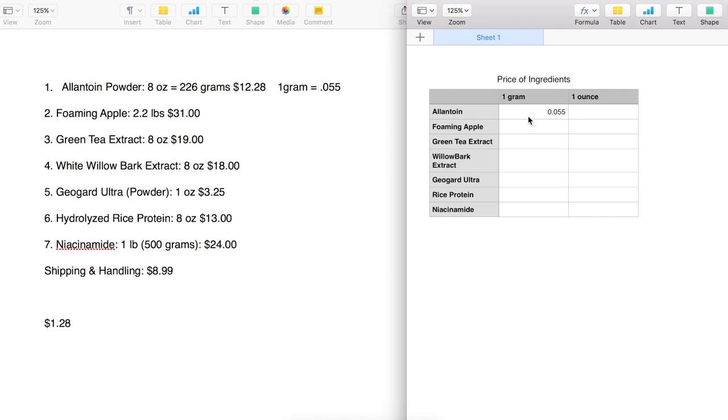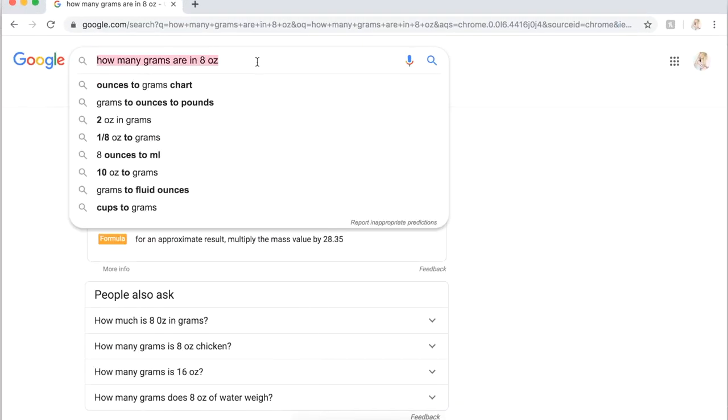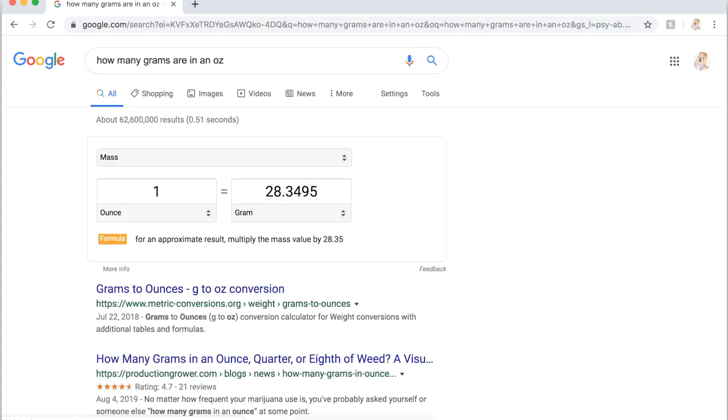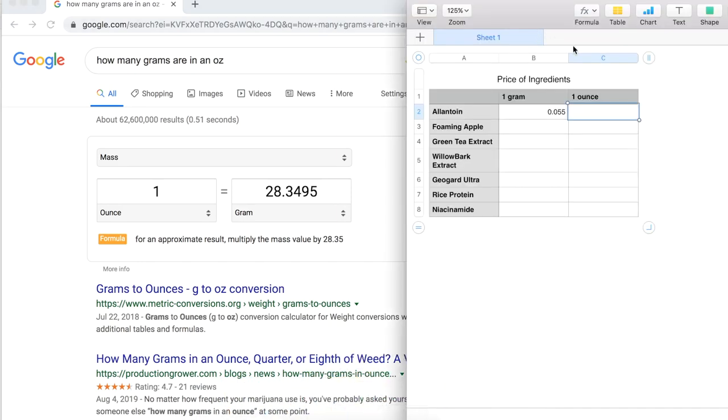And if you want, you can go ahead and figure out the ounces. I don't really pay attention to the ounces unless it comes to bigger things like foaming apple and stuff. But for the sake of this video, let's do it. How many grams are in an ounce? If you don't know, let's just Google it. 28.34. So what we're gonna do is take 0.055 and times it by 28. So now we know 1 ounce of allantoin equals 1.54. And again, you can check your work by taking 1.54 and dividing it by 28. 0.06. My calculator is rounding up, but that's okay.